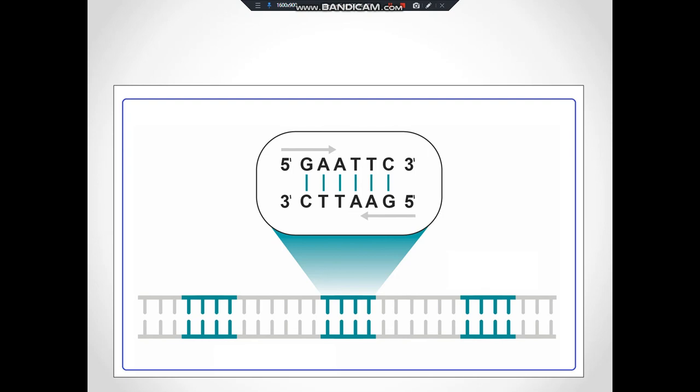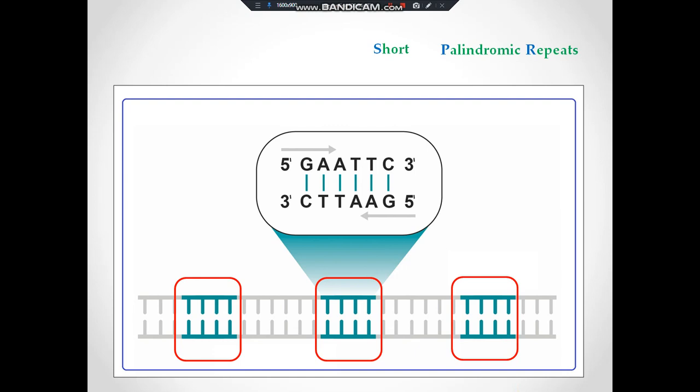If you look at the picture, you can see different repeats. We call them short palindromic repeats. If you look at the red circles, you will see the palindromic repeats, but there is a space between them. Therefore, we use the word interspaced. These palindromic repeats are short and have spaces between them. Therefore, we call them interspaced short palindromic repeats.